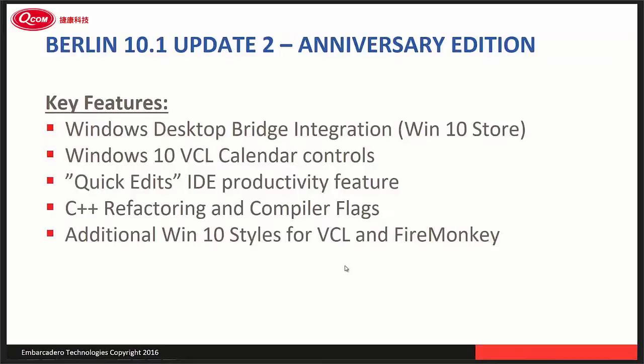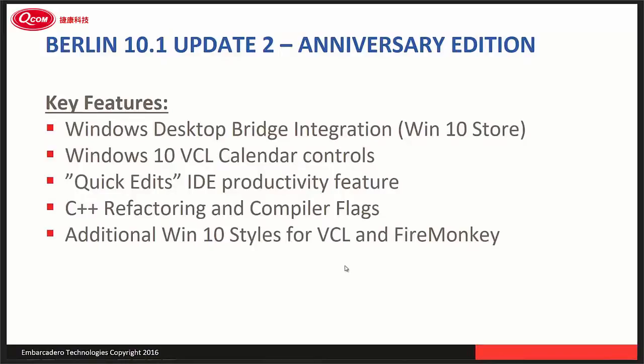So the key features that we're going to be looking at for Berlin Update 2 Anniversary Edition are, of course, Windows Desktop Bridge integration for the Windows 10 store. That's hence the anniversary name. We also have a Windows 10 VCL calendar control that operates and does everything that the Windows 10 control does, but it's a pure VCL control, so that means you can backport that to be used on Windows 7, Windows 8, and all the other platforms that we support with the VCL.